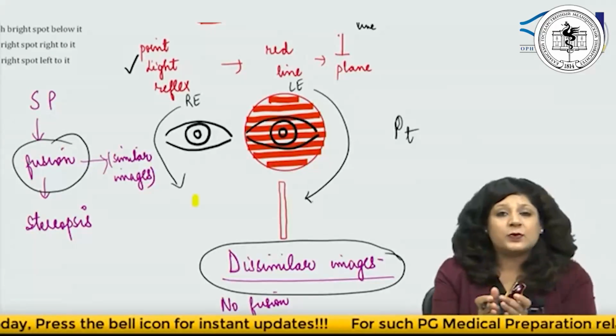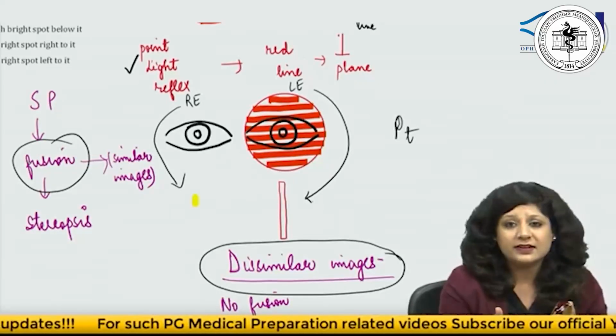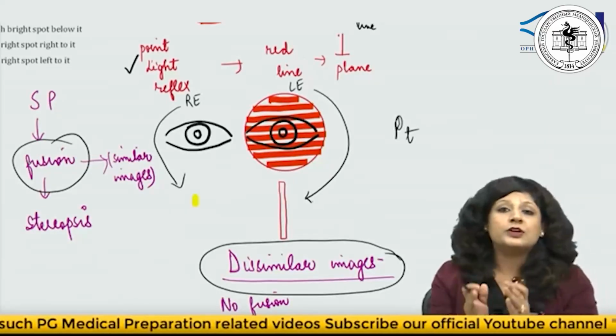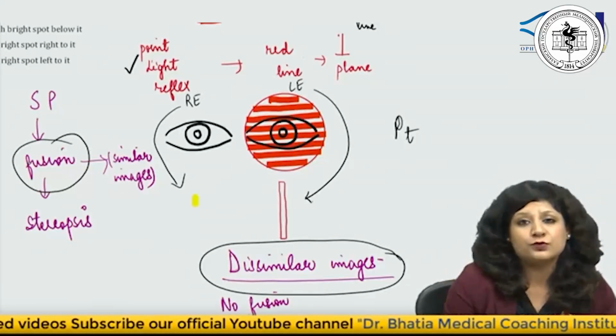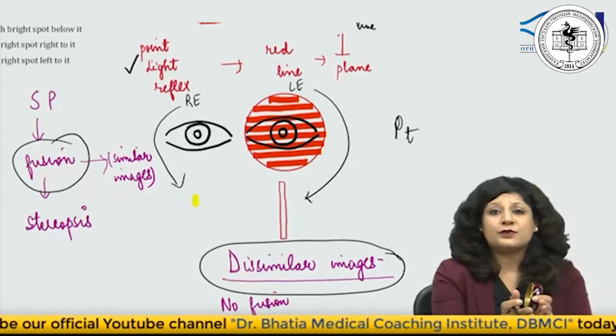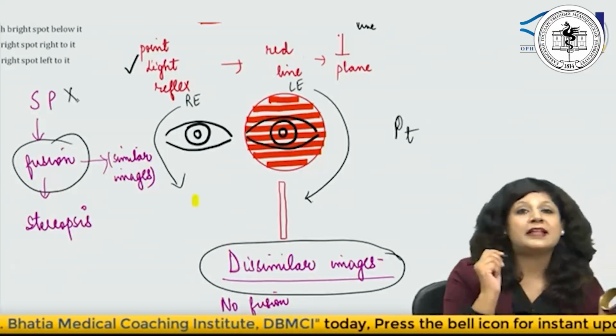In latent squint, what happens? The squint remains hidden due to the fusion. So in order to diagnose, in order to detect this squint, I have to break the fusion. Now for breaking the fusion, I can either stop this simultaneous perception.